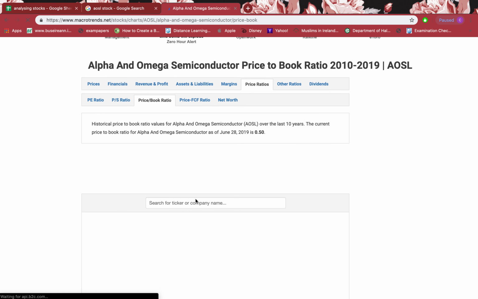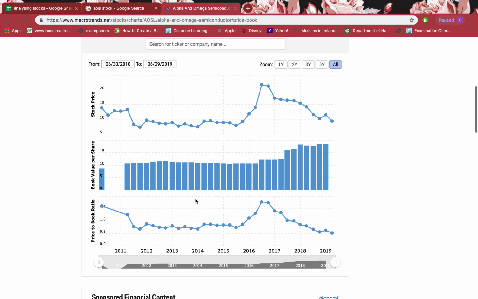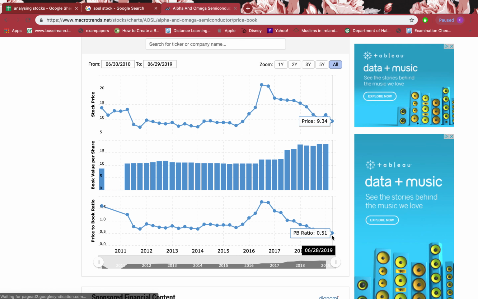So that's fine. I'm looking at price book ratio right now, for 28th June 2019, so it's the current information, and it's 0.51, which means the stock is quite undervalued and it's a bargain right now. If it's one, that means the stock price in the market and the book value are the same, which is very good. But if it's below one, then you're getting the stock at a bargain. It's very cheap right now.